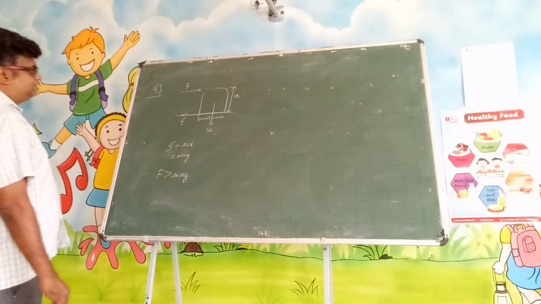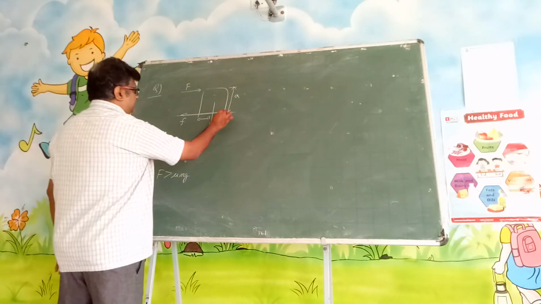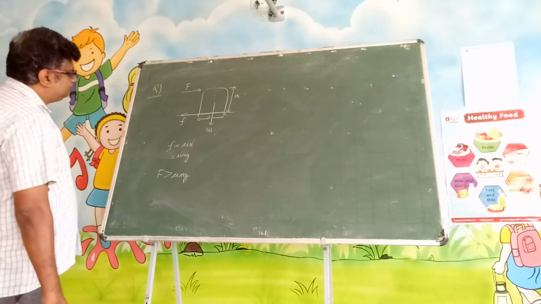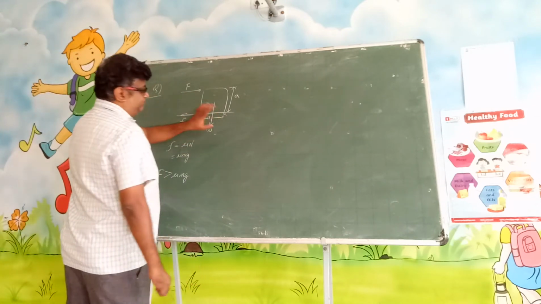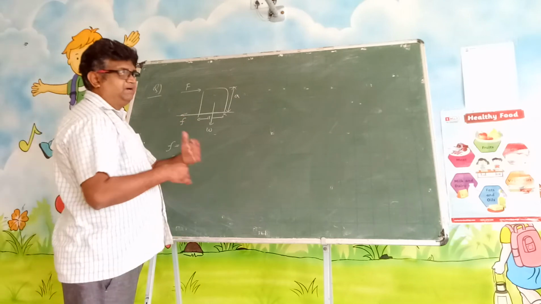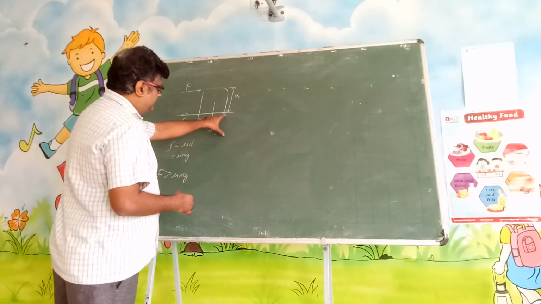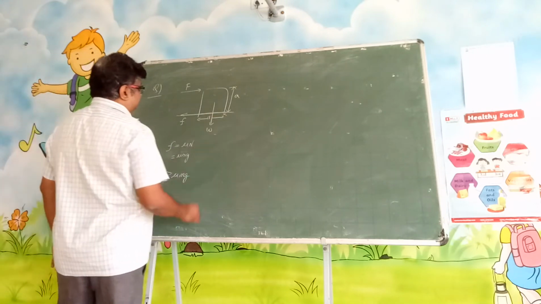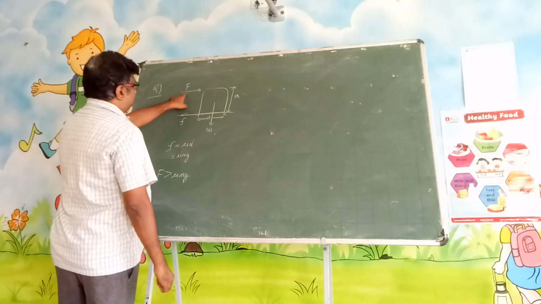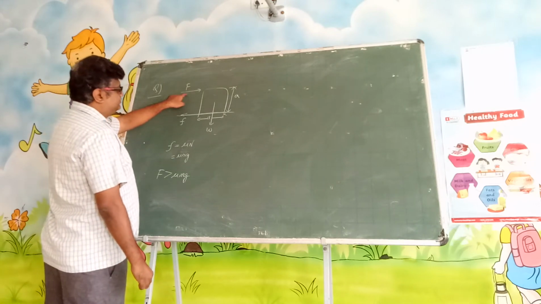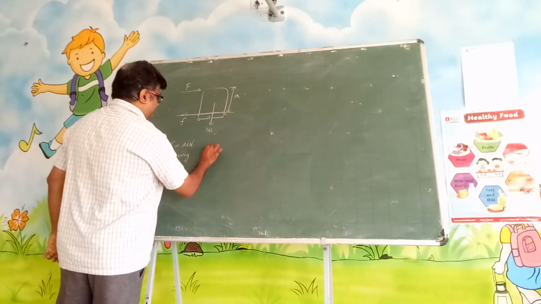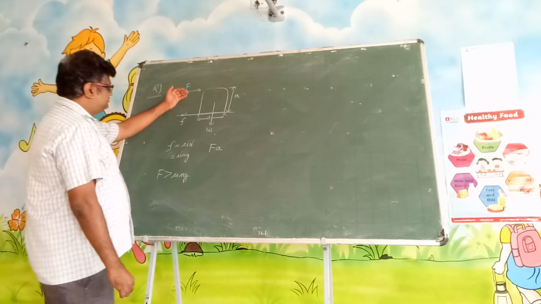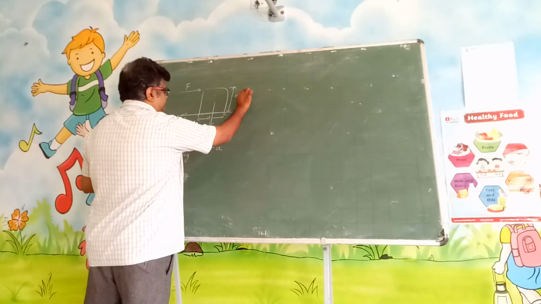Now let us see the condition for toppling also. If at all any toppling is possible, toppling, मतलब पलटी मारना, it can happen about this point x. So take moment about this point x. So you have a moment because of this force, which is F into A. So F into A is one moment you have. And what is the sense? The sense is like this.